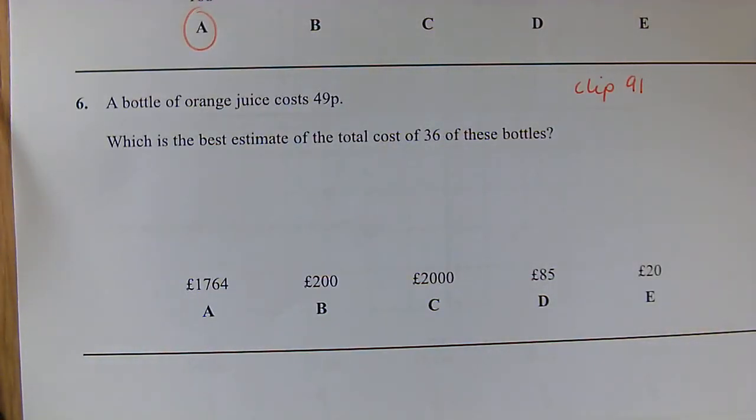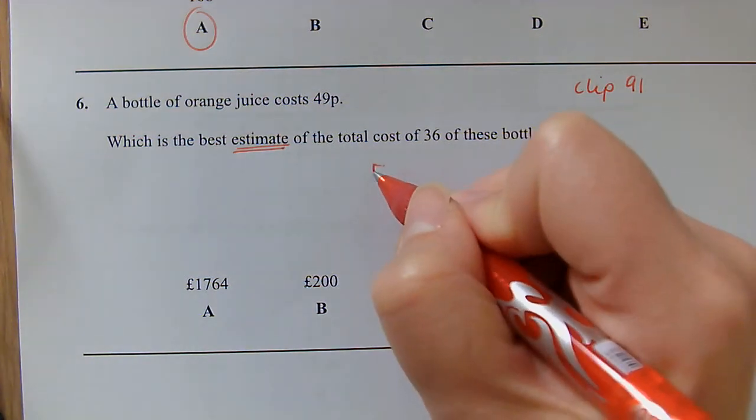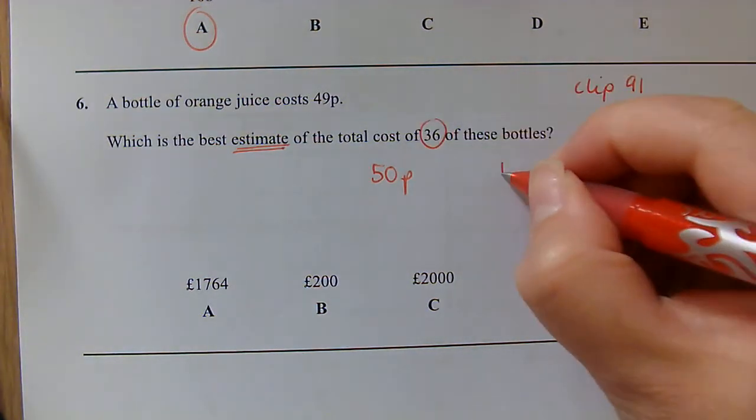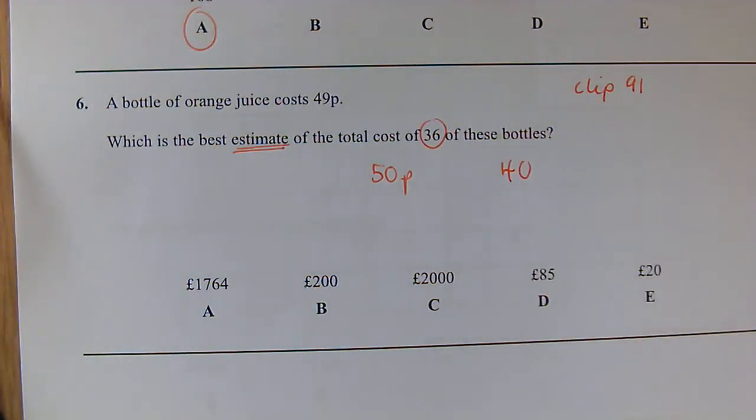A bottle of orange juice costs 49p. What is the best estimate for the total cost of 36? Now here, remember, we are estimating. We should be rounding to one significant figure. So what we can look at is 49p. We can round that to 50p, and 36, I would round to 40. So we're looking at our 50p multiplied by 40 to give me £20.